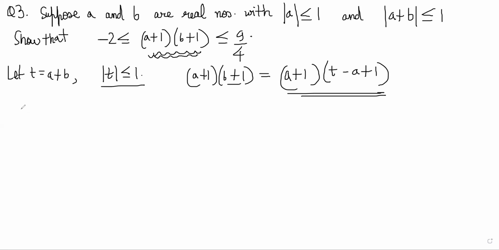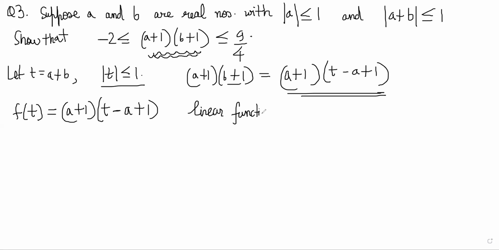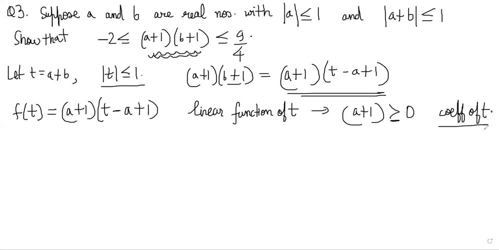And if you think about this, this can be called a function of t, where f of t is equal to (A plus 1) into (t minus A plus 1), and this is a linear function of t, and the coefficient of t is A plus 1, which is greater than or equal to 0. This is the coefficient of t in this linear function. The other term is going to be constant.